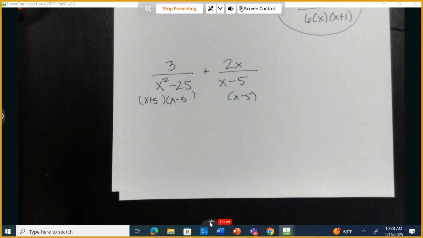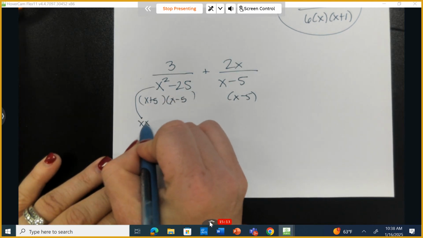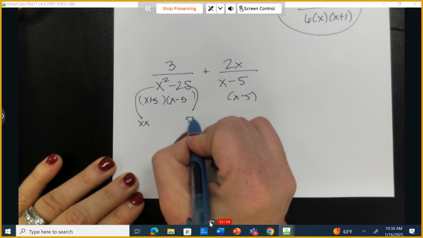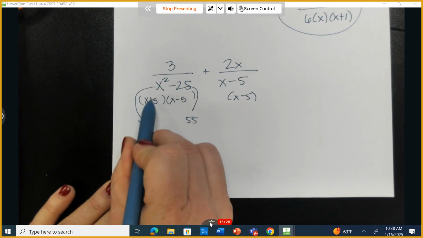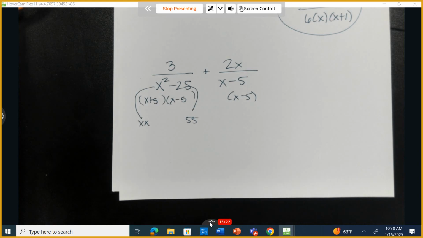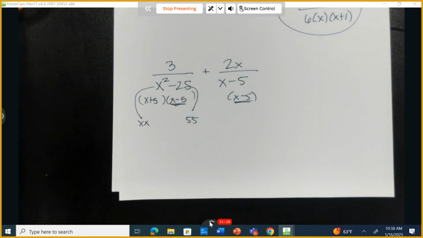So how do I know this breaks into x plus 5 and x minus 5? Well, x squared breaks into x times x. 25 breaks into 5 times 5. And so we have x plus 5 and x minus 5. All right, so let's look at the left and the right. They both contain an x minus 5. Let's underline that. But the right-hand side is missing something.